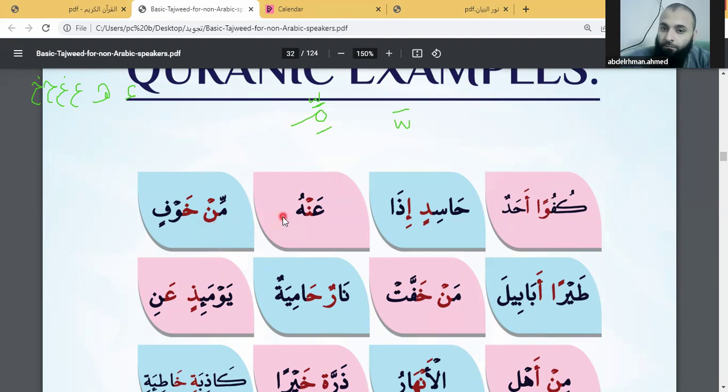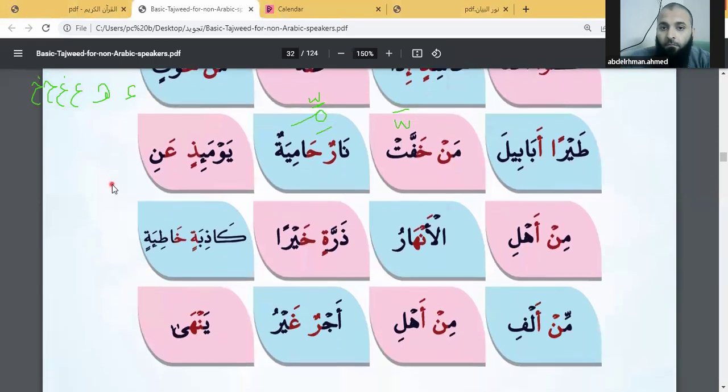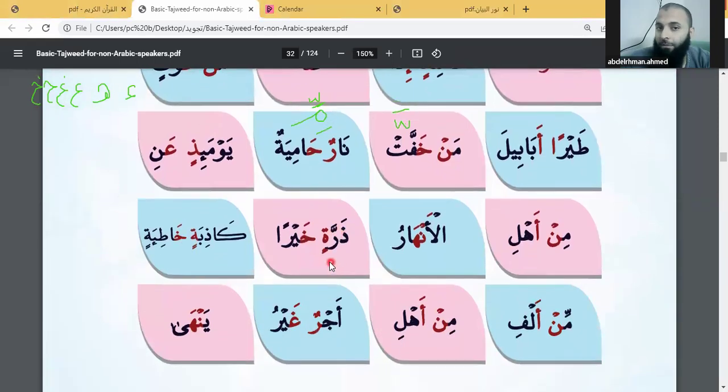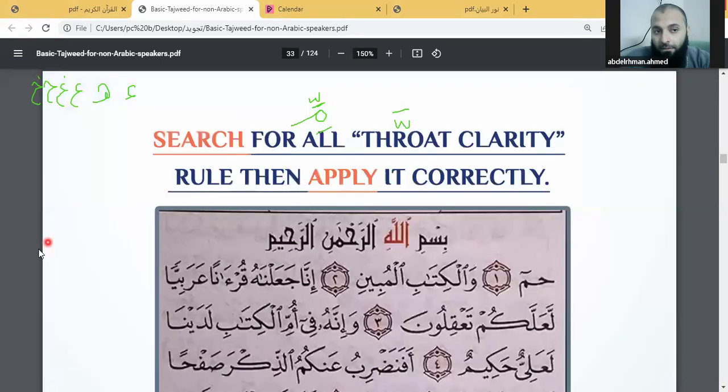Min khawf. Here: tayran ababil. Min khaft. Narun hamiyah. Yawma'idhin 'anhu. Because the tanween is followed by ayn, one of the clarity letters. Here also double kasra followed by kha: dharratin khayran. Kadhibatin khati'ah. I hope this lesson was clear, like the rule is clear.